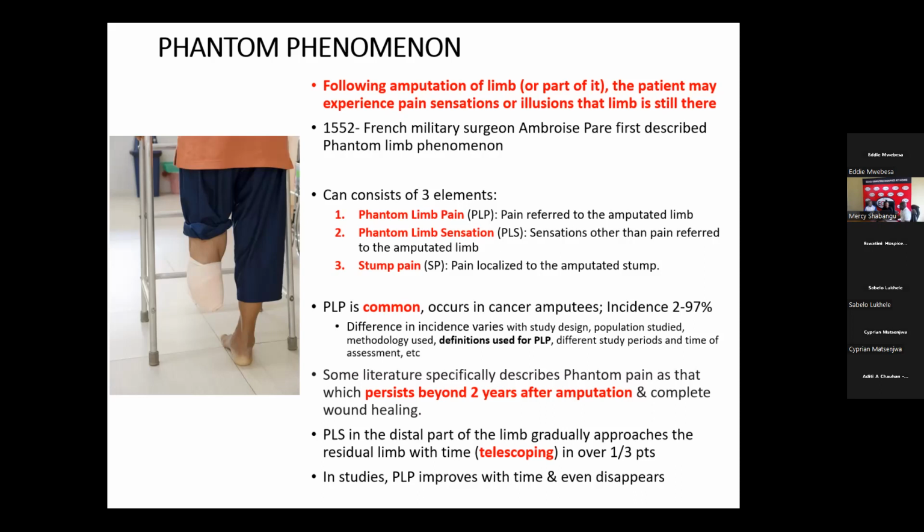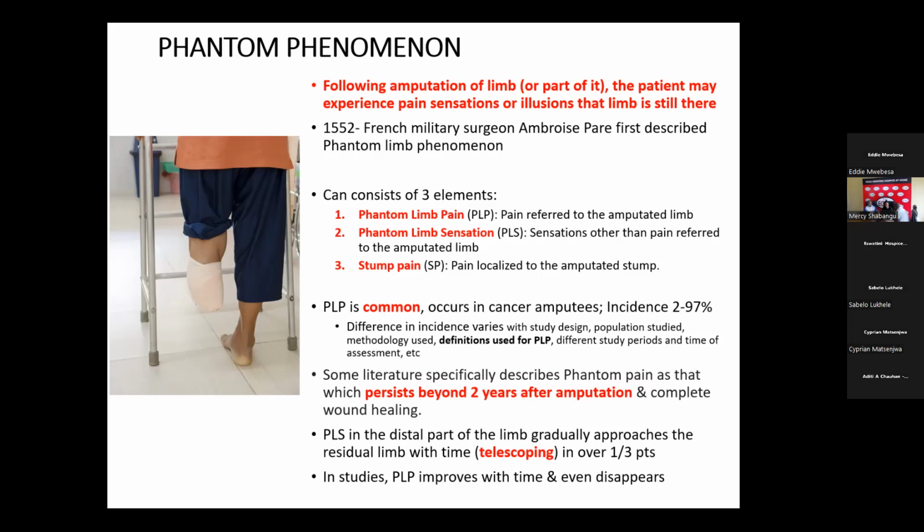And literature describes three different things within the phantom phenomenon. There is phantom limb pain, phantom limb sensation, and stump pain. Stump pain is the pain that patients receive within the area that has been surgically manipulated, where they have cut. There may be nerves, and usually there is a wound that needs to heal. And the pain right there at the surgical site is called stump pain.